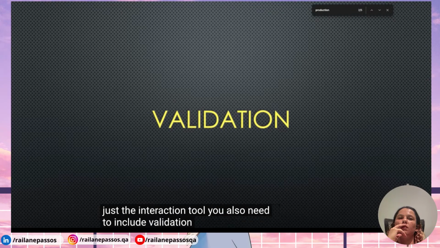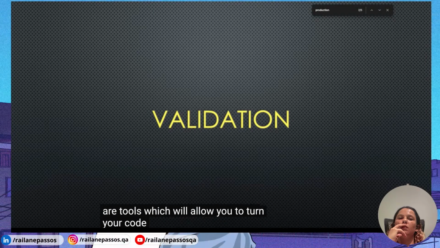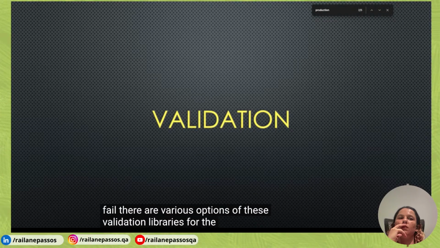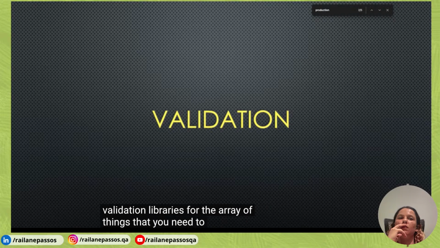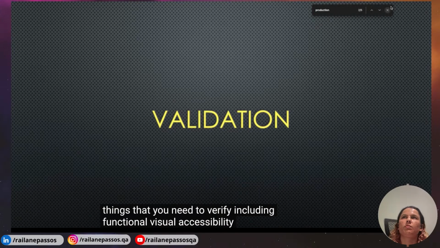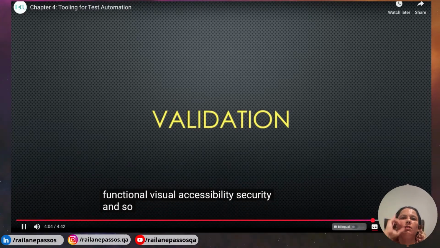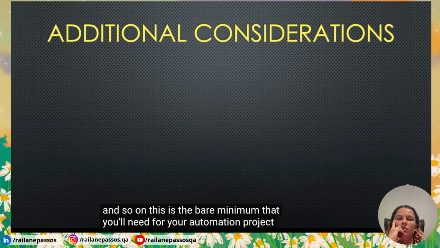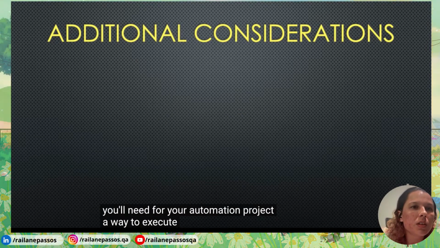You'll also need to include validation libraries. These are tools which will allow you to turn your code into a test, which can pass or fail. There are various options of these validation libraries for the array of things that you need to verify, including functional, visual, accessibility, security, and so on. This is the bare minimum that you'll need for your automation project: a way to execute the tests and a way to verify them.